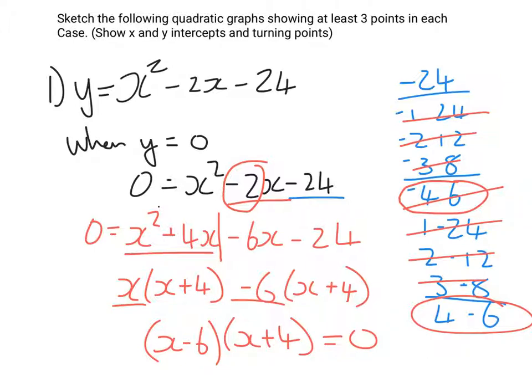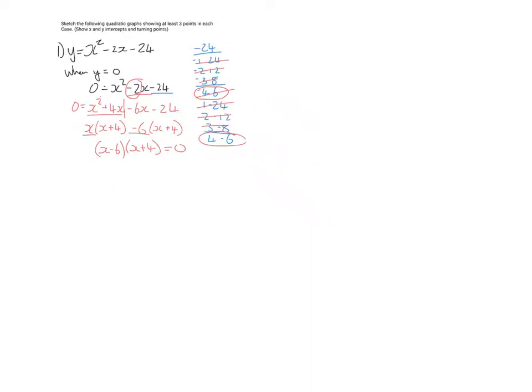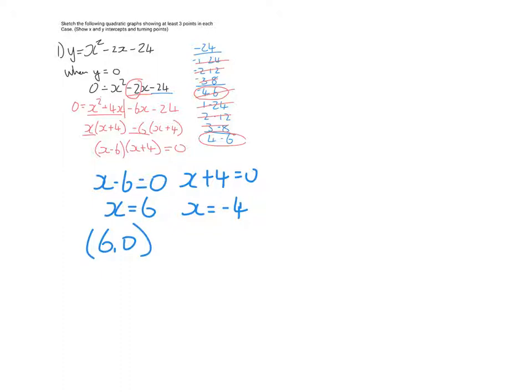What do we do next? Let's move that up there. What we need to do now is solve it. So if x minus 6 was equal to 0, then x would be 6. If x plus 4 was equal to 0, then x would be equal to negative 4. Take 4 from both sides. So I've just found that 6, 0 is one of the intercepts and negative 4, 0 is the other. Because when y is 0, x is 6. But also when y is 0, x could be that. So I found my intercepts.